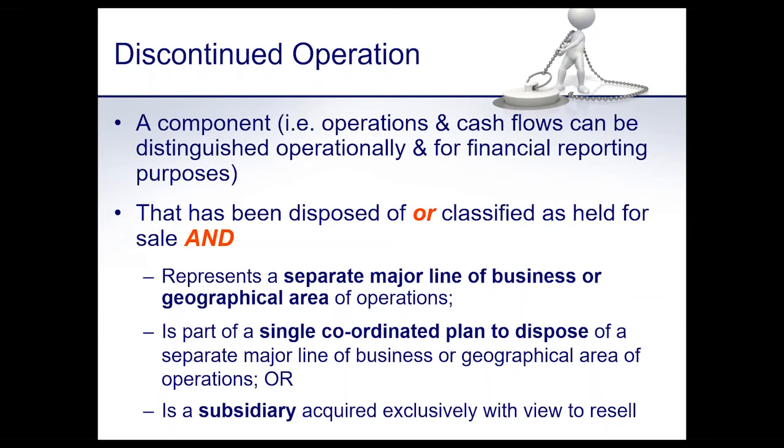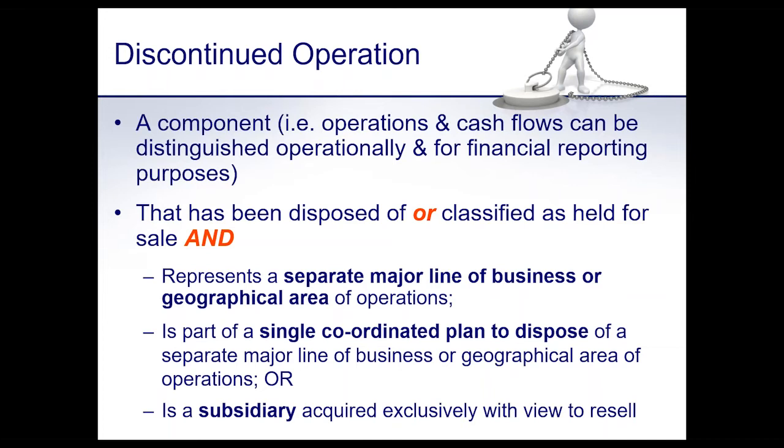So we're saying it's a component that has been disposed of or classified as held for sale, and at the same time represents a separate major line of business or geographical area of operations for your organization. Now, these ones are all ORs. Or is part of a single coordinated plan to dispose of a separate major line of business or geographical area of operations within my organization. Or it makes up a subsidiary that I've acquired with the intention of reselling it.